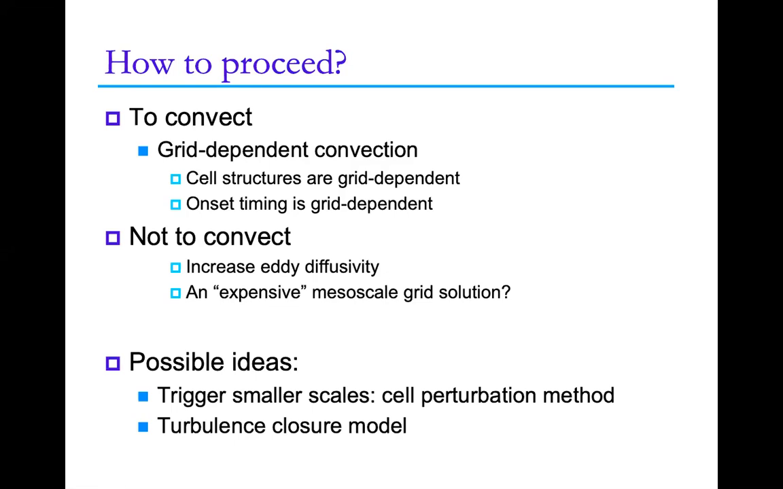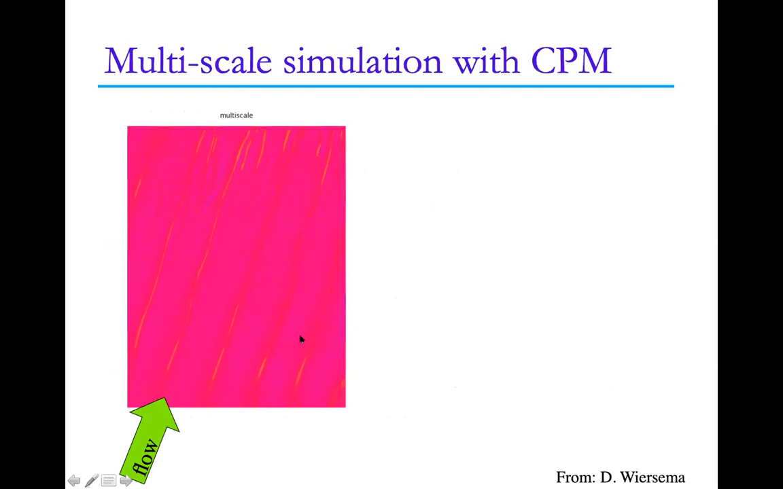So a couple ideas that we've looked at. I'll just mention the first one really briefly, which is triggering smaller scales sort of manually as you go to the finer grid, or looking at the effect of the turbulence closure model. So just really quickly, I'm not going to talk about this much, but in other work we've been exploring, and several others have also been exploring, using the cell perturbation method.